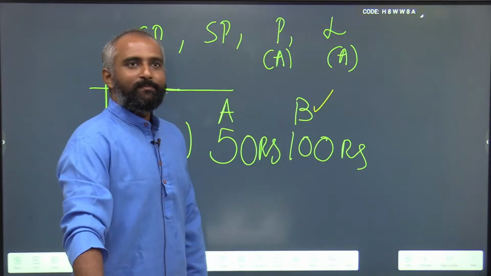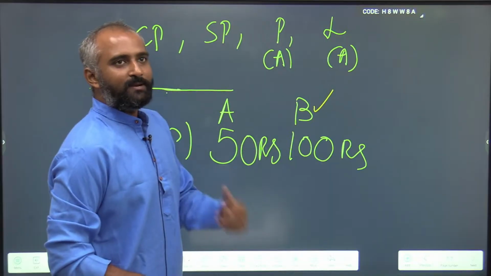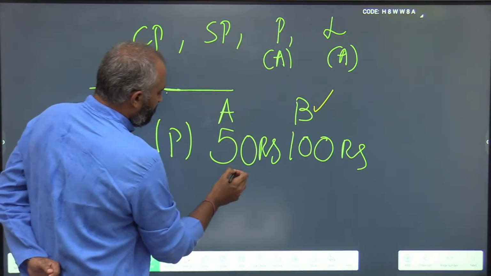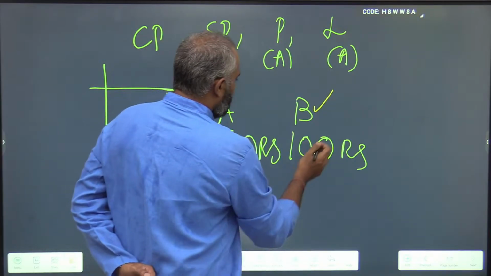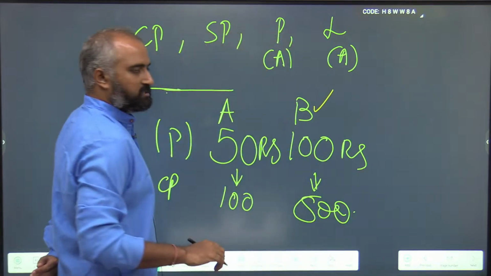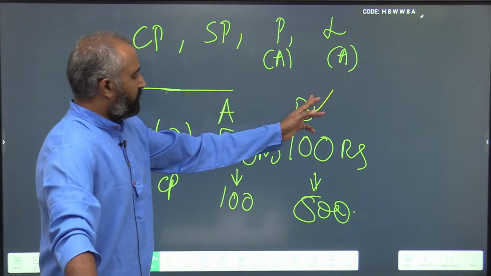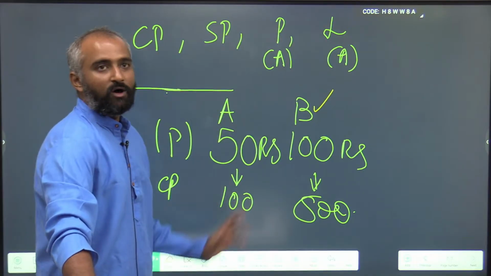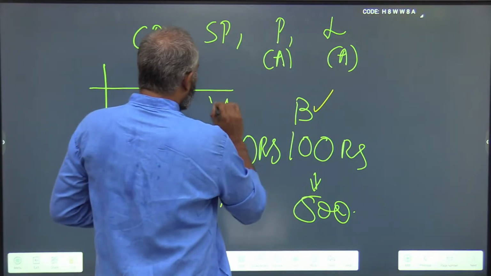But is this the complete picture? No. Consider my new information: the cost price of article A is 100 rupees and the cost price of article B is 500 rupees. Now, will your answer change? Yes, definitely. Now, most of you will prefer A.